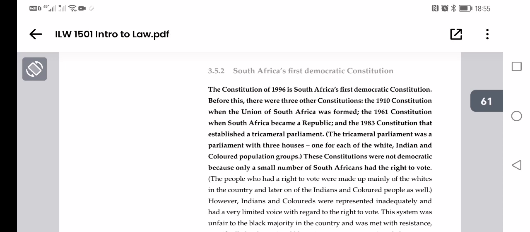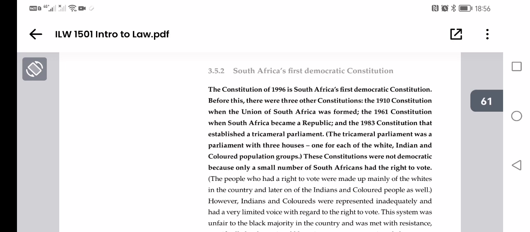South Africa's first democratic constitution. The Constitution of 1996 is South Africa's first democratic constitution. Before this, there were three other constitutions: the 1910 Constitution, when the Union of South Africa was formed, the 1961 Constitution, when South Africa became a republic, and the 1983 Constitution that established the tricameral parliament. The tricameral parliament was a parliament with three houses, one for each of the white, Indian, and colored population groups.